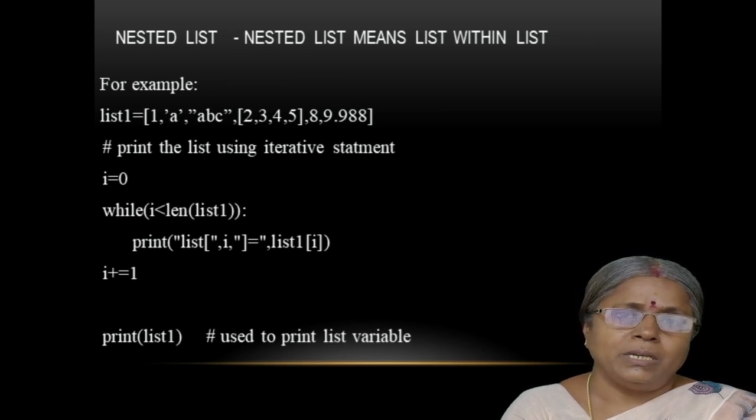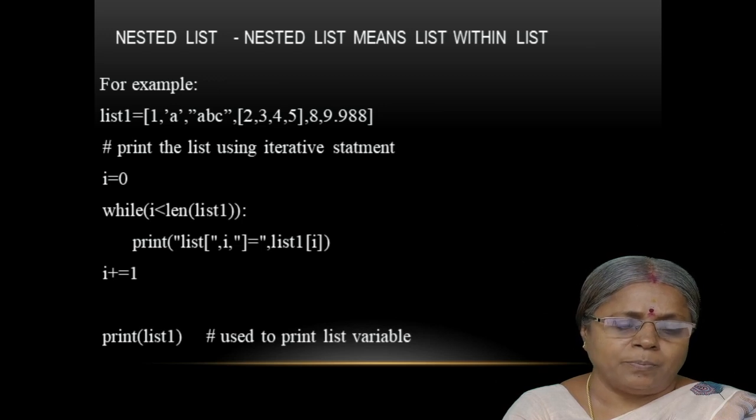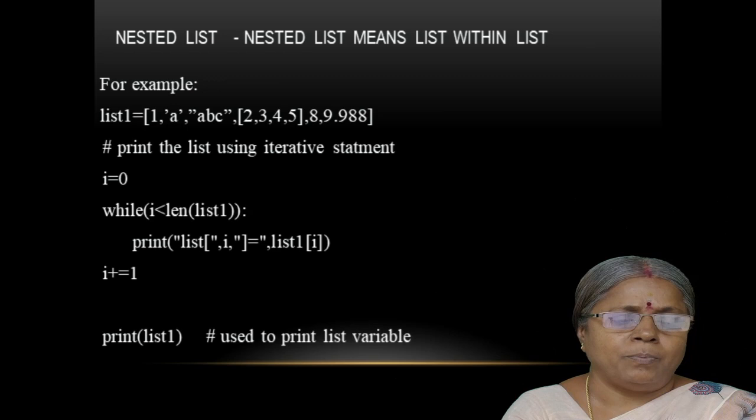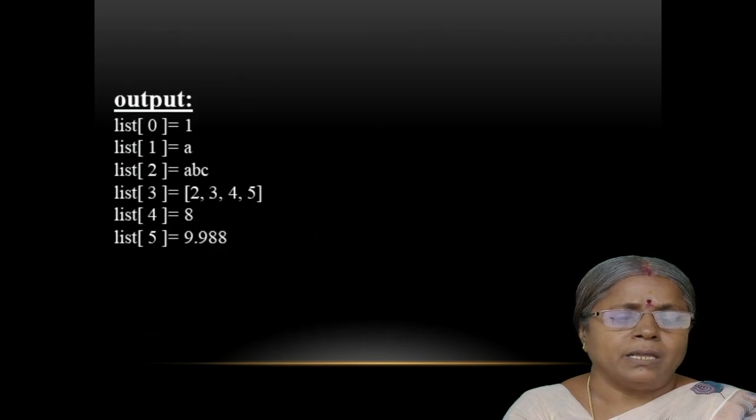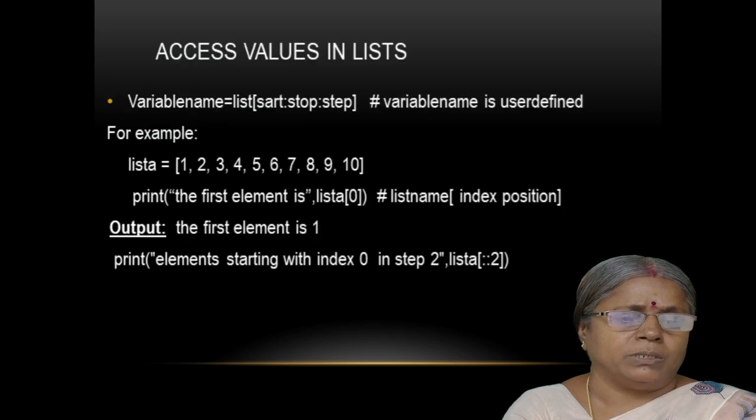We can print the list values by using a print statement or by using an iterative method. Here is an example for printing the values using an iterative method. We can use a while loop or for loop to print the list values, or we can simply use the print method to print the list of values. Here is a simple output for a list using iterative methods.